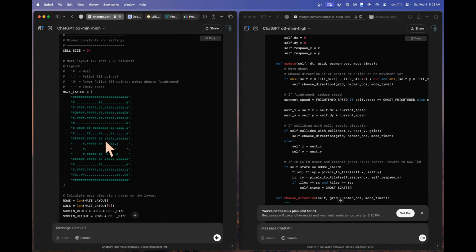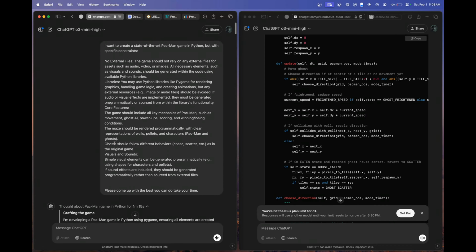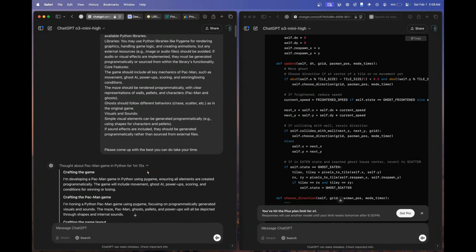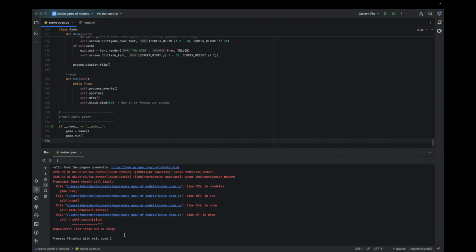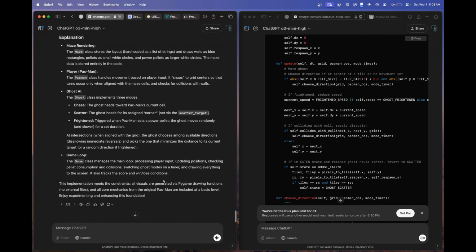Okay, so this time I do see a good maze over here, and it has thought for around 1 minute and 15 seconds. Let's see. I do have some high hopes. Let's run this. Okay, so list index out of range. That didn't run. That was a fail, and I can't give multiple tries.